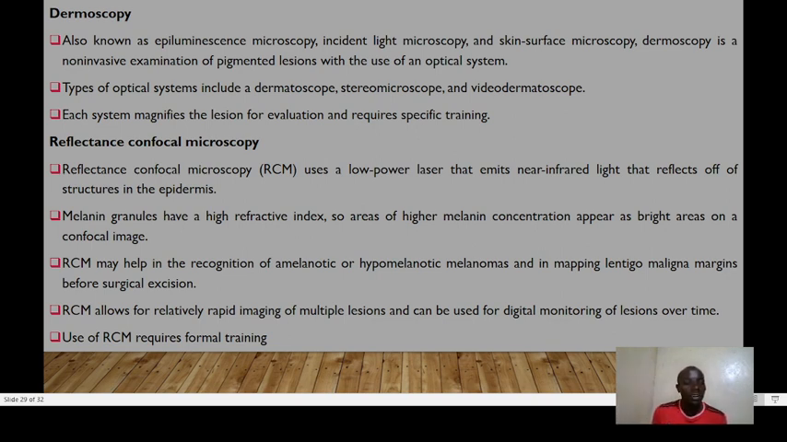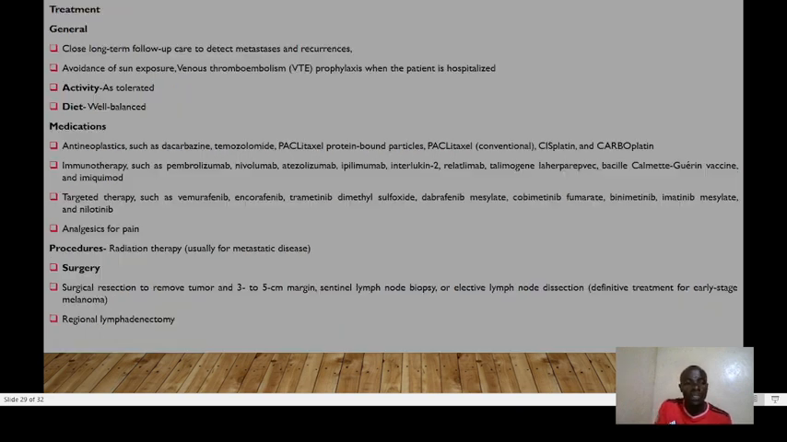So reflectance confocal microscopy may help in recognition of amelanotic or hypomelanotic melanomas and in mapping lentigo maligna margins before surgical excision. It also allows for rapid imaging of multiple lesions and can be used for digital monitoring of lesions over time. RCM requires formal training as opposed to dermoscopy.